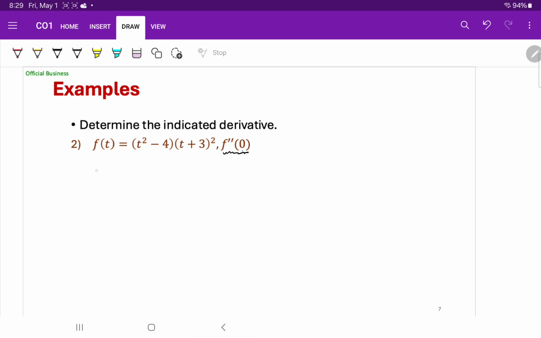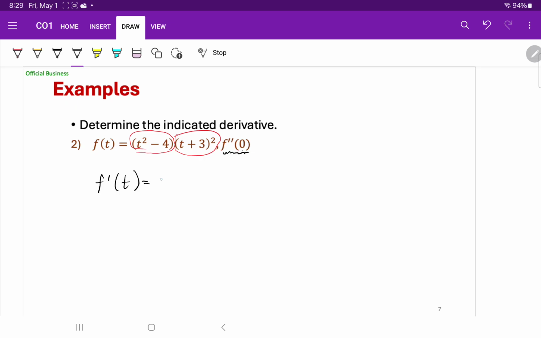So you solve first for the first derivative. So how will you solve for the first derivative? We have f prime of t. What will you use here? We use here the derivative of a product. This is the first term and this is the second term.